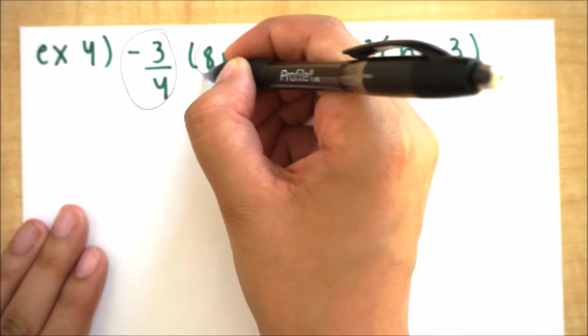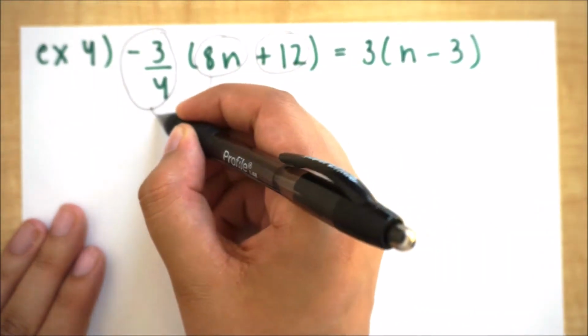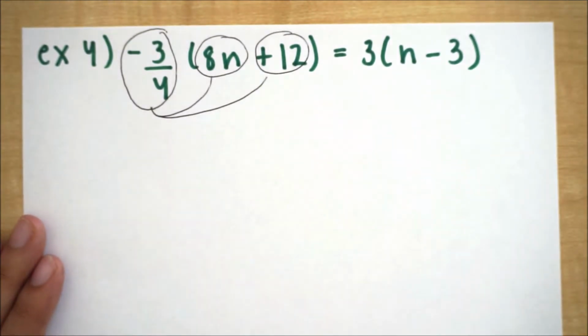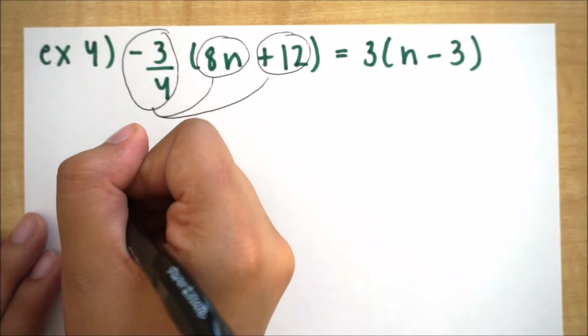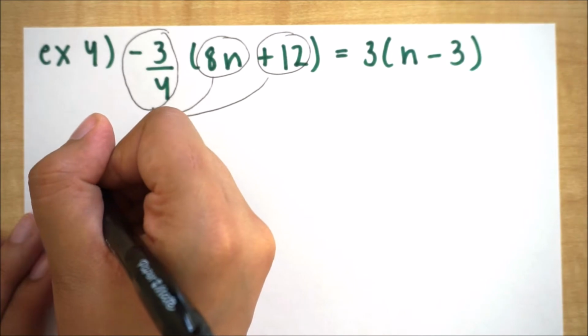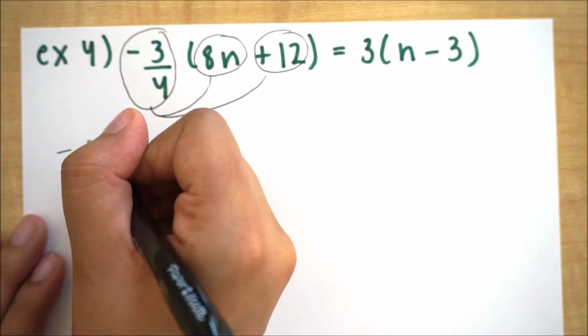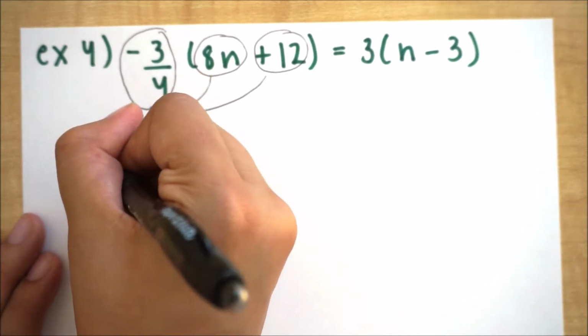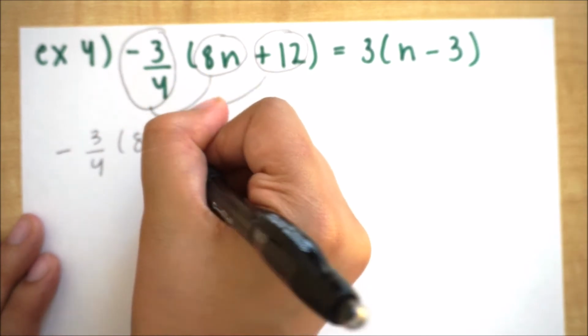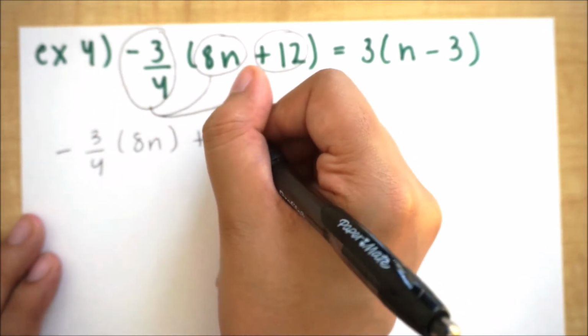All right, now let's do example 4. So I made my little bubbles and I know what I have to multiply. I have to multiply the bubbles together. So I have negative 3 over 4 multiplied by 8n. And then I have negative 3 over 4 again multiplied by 12.